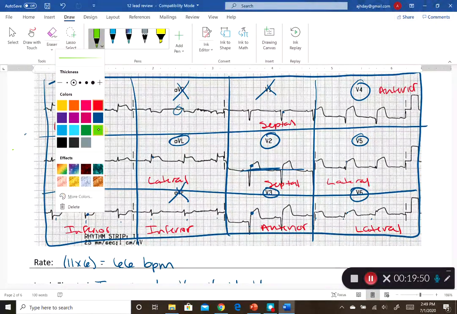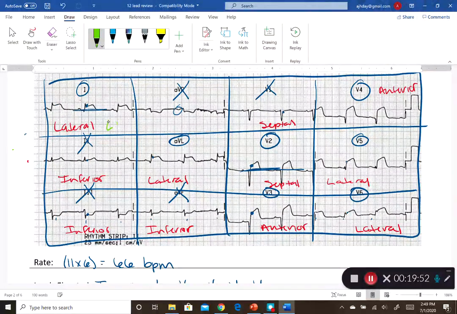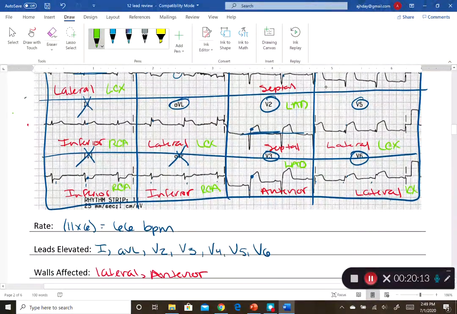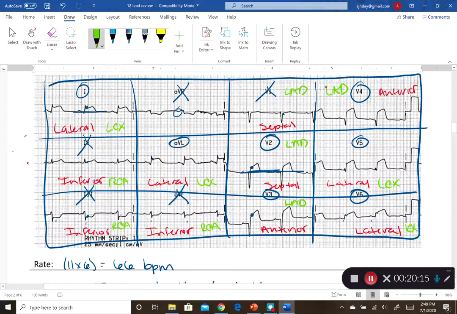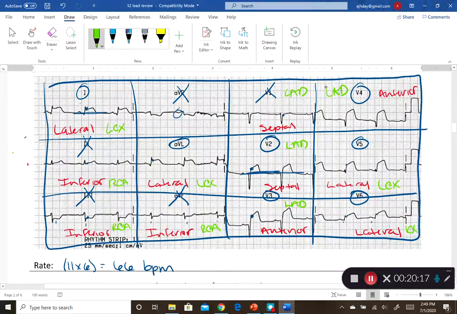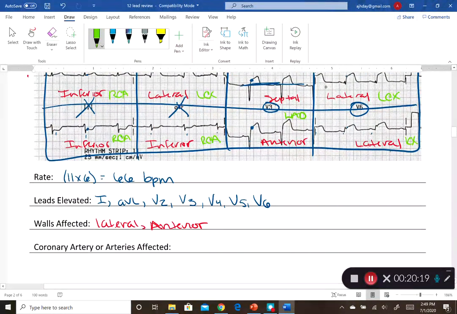Let's go ahead and label our arteries now. So lateral, we have the LCX. My inferior is my right coronary artery, my RCA. My septal and anterior is going to be my left anterior descending. So if I have both lateral and anterior wall involvement, this is going to be my LAD and my LCX.